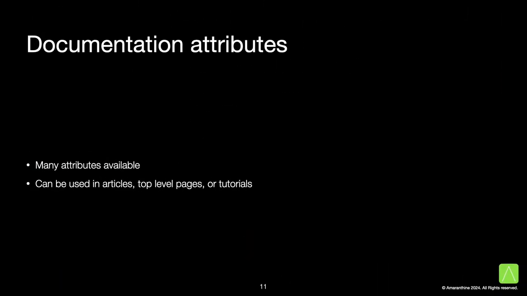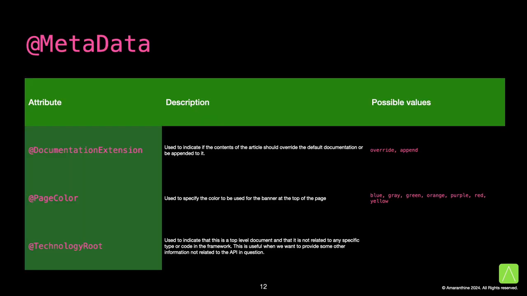As you can see, there are many kinds of attributes available for Markdown. They can be used within articles, top-level documents, or tutorials. We have already seen some of the attributes in action. Let's look at a few more. A lot of attributes can be added in the form of metadata. In fact, we already saw documentation extension, where we can specify whether we want to override or append the documentation.